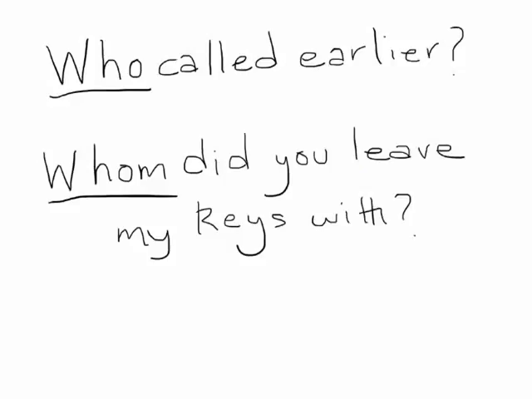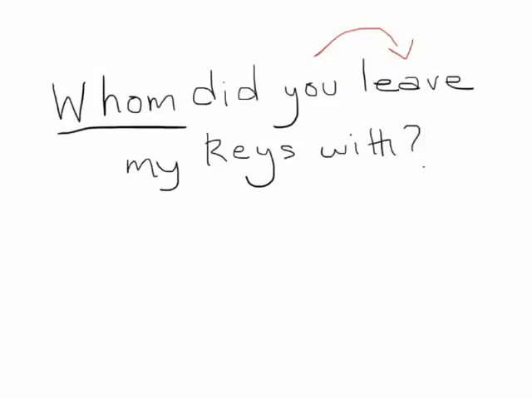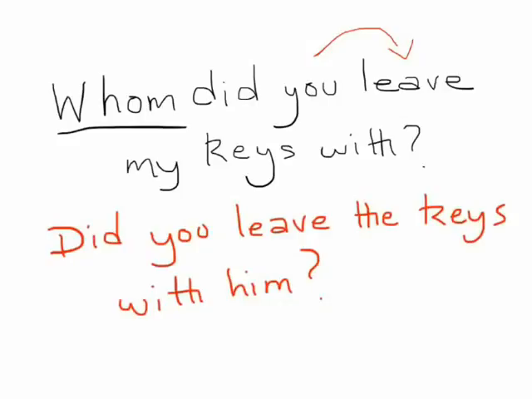In the case of the second sentence, it is the pronoun you that is acting on the verb leave. In other words, you left the key with someone and the speaker would like to know that person's name. So, you is the subject and whom is the object. Another way of understanding this is to rephrase the sentence with him. Since this is correct, it is also correct to ask, whom did you leave the keys with?